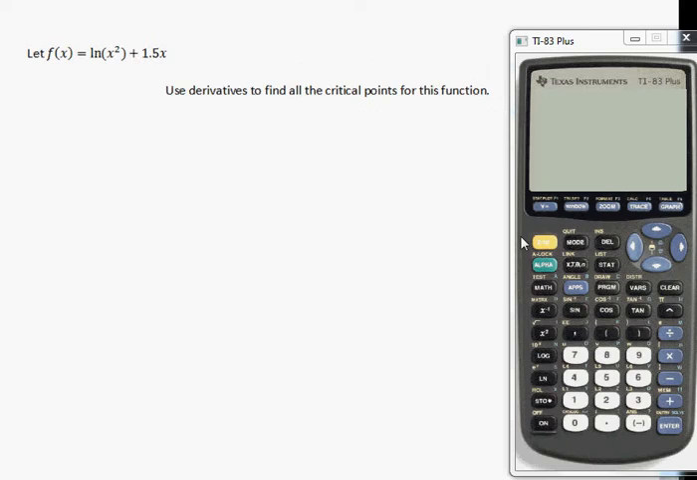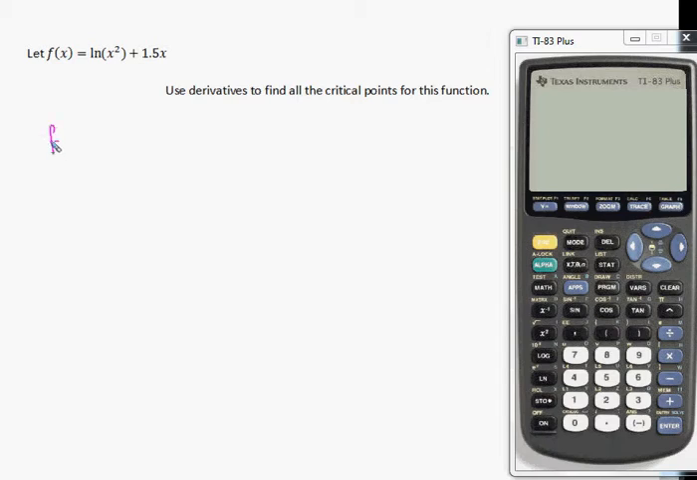Alrighty, we are going to look at an example of looking at some critical points for a function, and we're going to use the derivatives. In our example, our function is f of x equals ln of x squared plus 1.5x. So we're going to use the derivatives, find the critical points, and look at what that entails. The first step, in order to use the derivatives, is to find the derivatives.